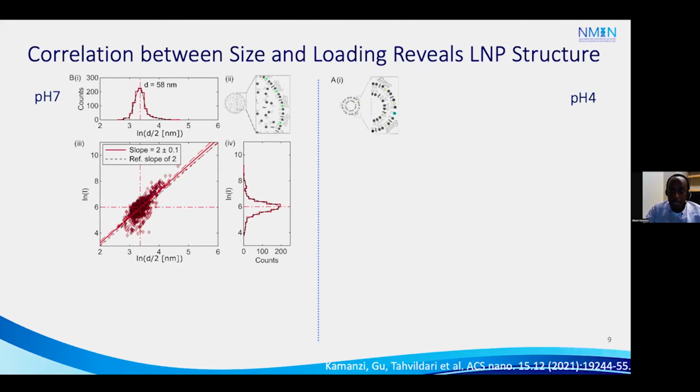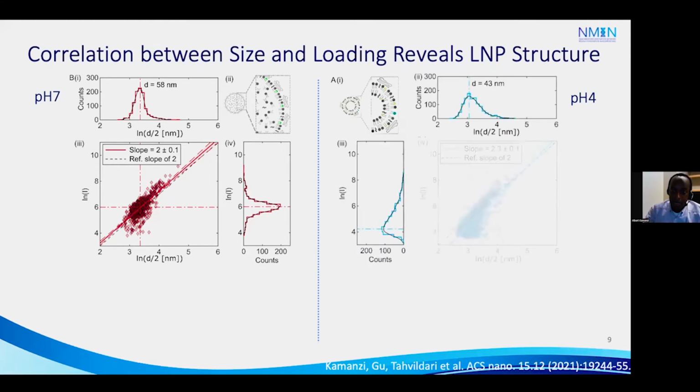In this case, some of the dyes are actually on the inner surface of the bilayer, hence they are no longer following a shell-like structure, and we do expect a more volume-like scaling because some of the dyes are actually on the inner surface of the bilayer.